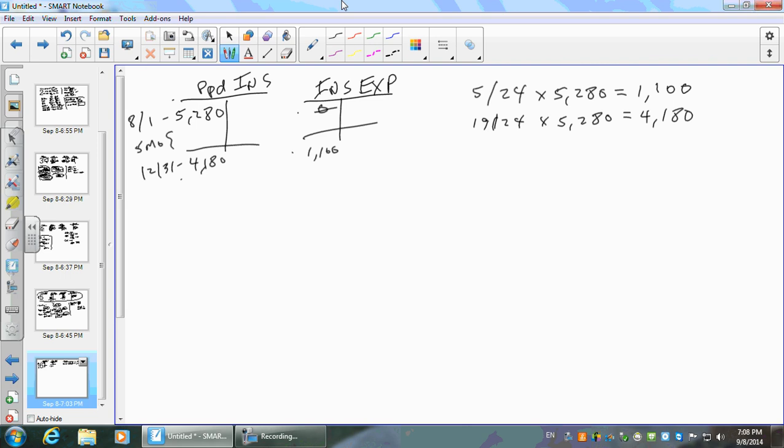How much are you going to credit prepaid insurance for? 1100. How much are you going to debit insurance expense for? 1100. Little review of principles, right guys? Debit insurance expense, 1100, and credit prepaid insurance. Okay, now, their rule would tell you to do what with this?